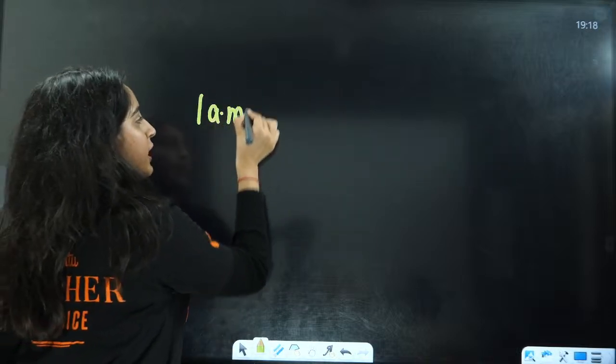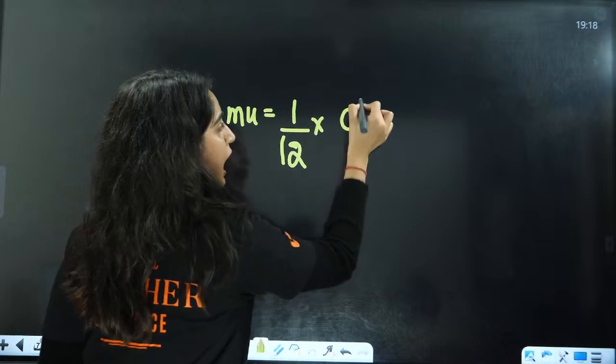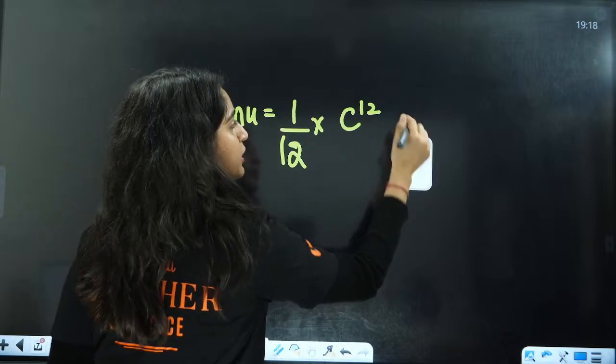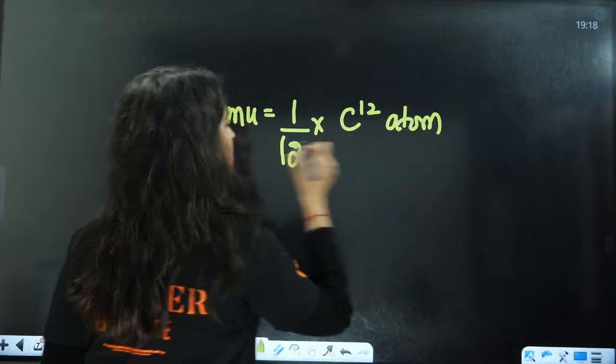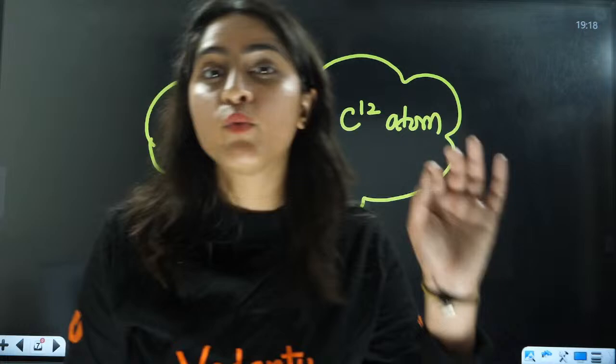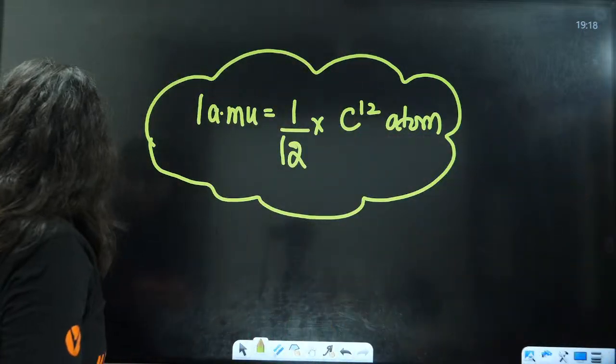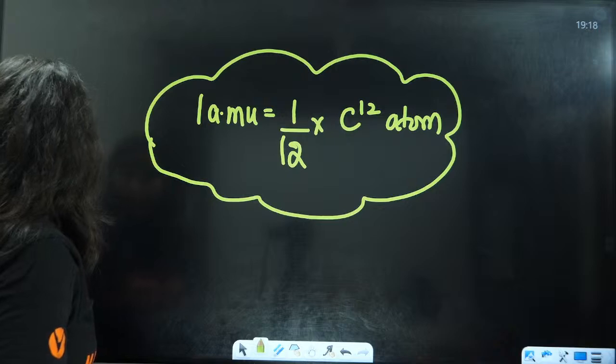So what I will write: 1 AMU equals 1/12 of the carbon 12 isotope, the carbon 12 atom, right? So this was the main thing here. So now I have defined 1 AMU. Okay. So in the same way we will calculate.